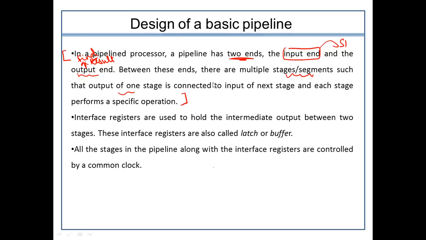We are calling this process a latch or a buffer. So these are actually stored in the interface registers, which we call the latches or the buffers. So all the stages along with the interface registers are controlled by a common clock.